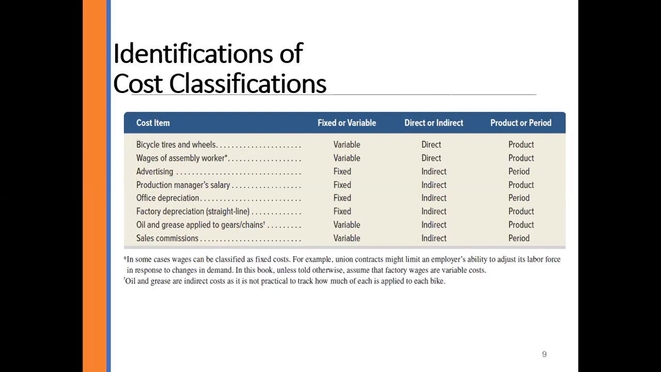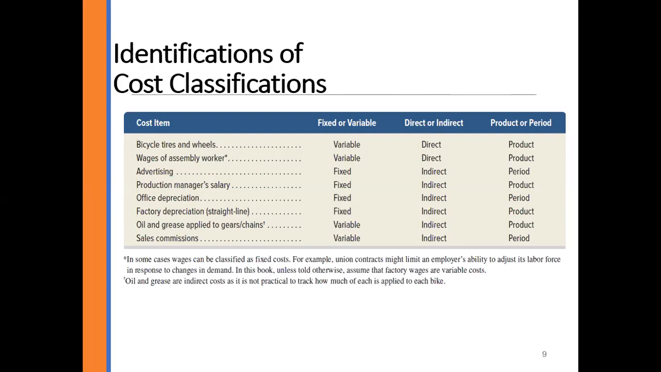Same thing with wages of an assembly worker. Again, these are variable in the sense that the more units we produce, the more direct labor hours we have to pay for. So this is a direct cost of the product, right? So it's a direct cost, it's a product cost. But now when we look at advertising, for example, advertising generally is considered a fixed cost, but it's not directly related to the product. So it's an indirect cost and it's a period cost, right?